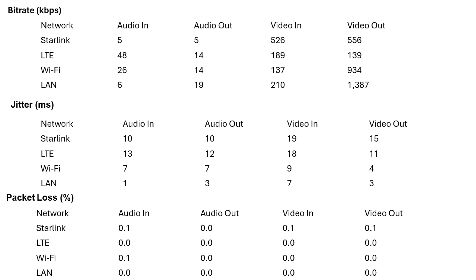LTE showed constrained video, only 140 kilobits per second, but it boosts audio to 14.8 kilobits per second, with 20 to 30 millisecond jitter and no loss. In short, wired LAN is ideal, Wi-Fi is solid, Starlink is usable but has higher delay and slight loss, and LTE works but with severely limited video quality.